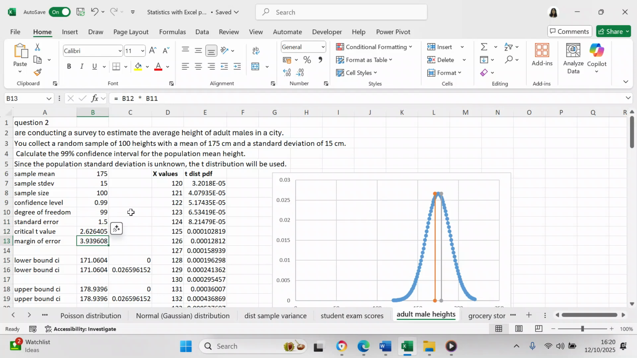Your margin of error is B12 times B11. So your margin of error is 2.626 times 1.5. So that's 3.93. So your lower bound of the confidence interval is 171, and the confidence interval upper bound is 178.